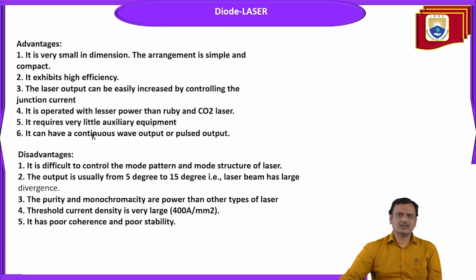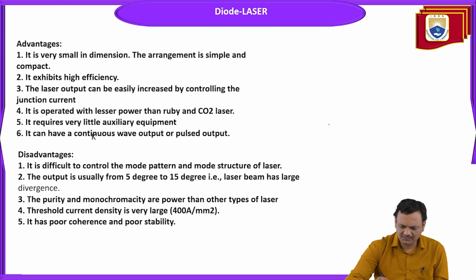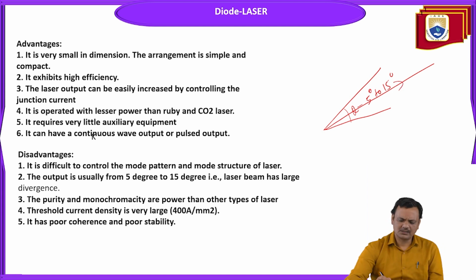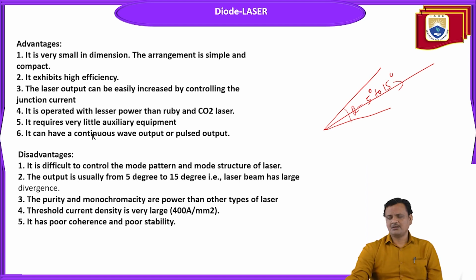Okay, and what are the disadvantages? It is difficult to control the mode pattern and mode structure of the laser. The output divergence is usually from 5 degree to 15 degree. Theta is around 5 degree to 15 degree. What is this? Generally, the laser characteristic is that it should travel in a unique direction. Obviously, whatever the laser, it will deviate from its linear path, more or less. But in a highly efficient laser, it will deviate very little. But this diode laser deviation is nearly 5 to 15 degree from the center path.